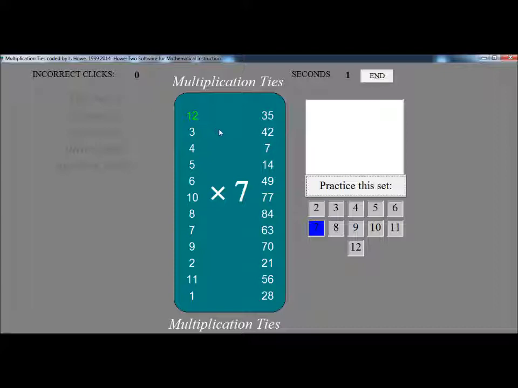You see that it turns green. 12 times 7 is 84. I'm going to click on that, and you see it connects. 3 times 7 is 21. 4 times 7 is 28. 5 times 7 is 35. 6 times 7 is 42. 10 times 7 is 70. 8 times 7 is 56.